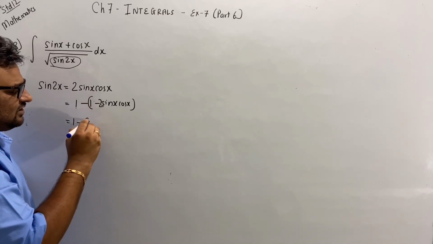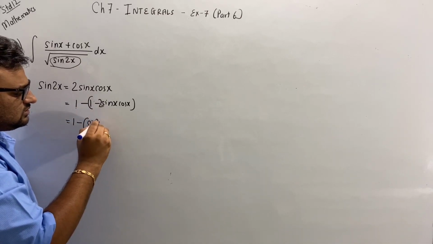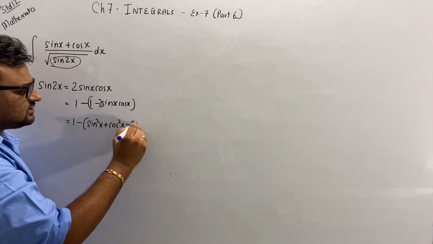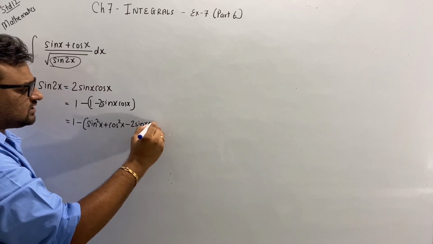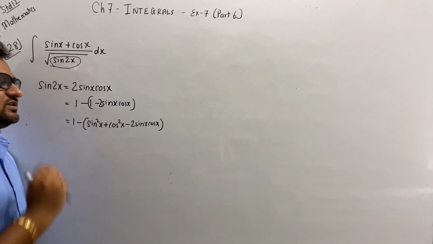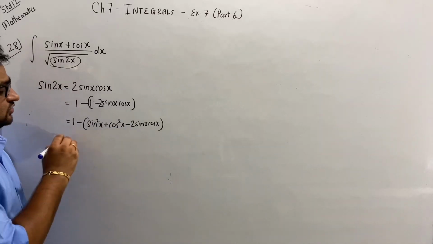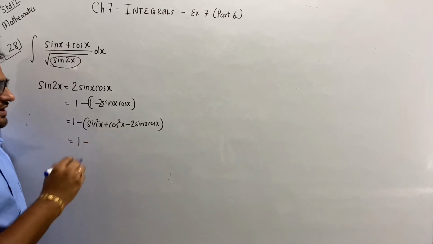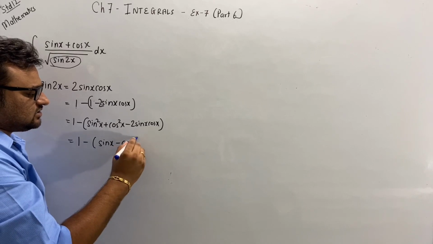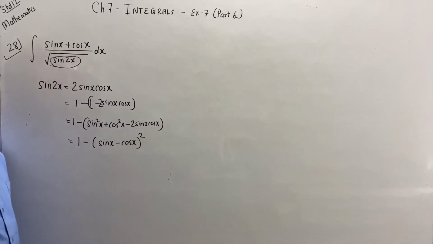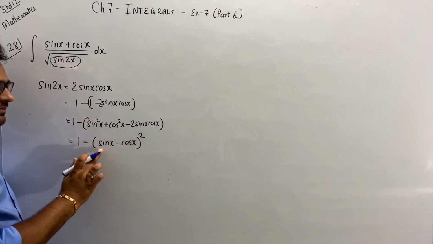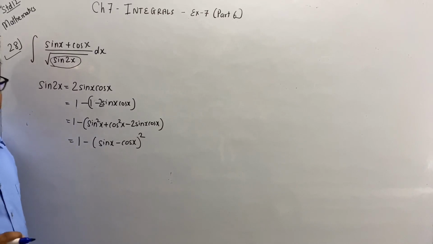Instead of 1, I will use sin square x plus cos square x minus 2 sin x cos x. So this is a square plus b square minus 2ab. Now I can write it as sin x minus cos x whole square. Clear? I had adjusted sin 2x as 1 minus sin x minus cos x whole square.